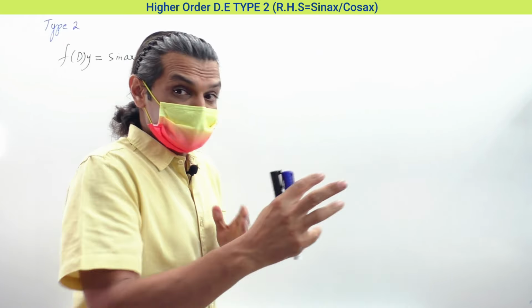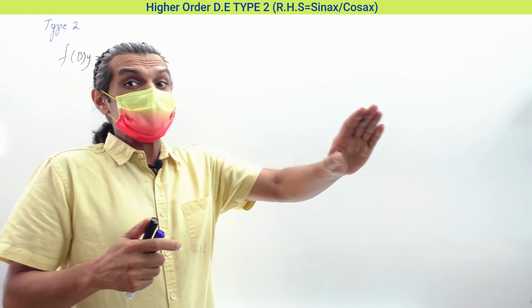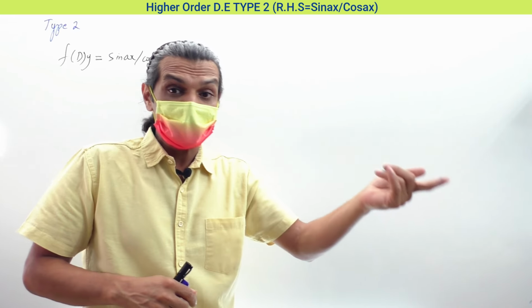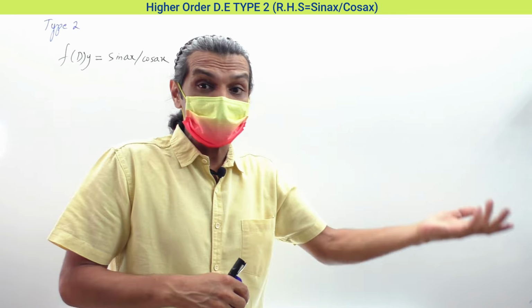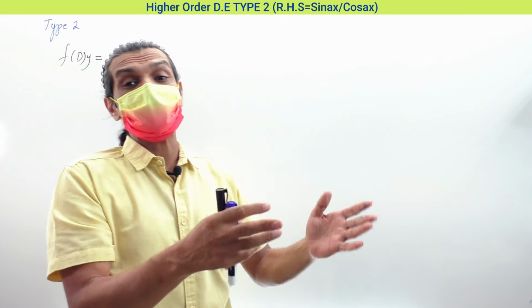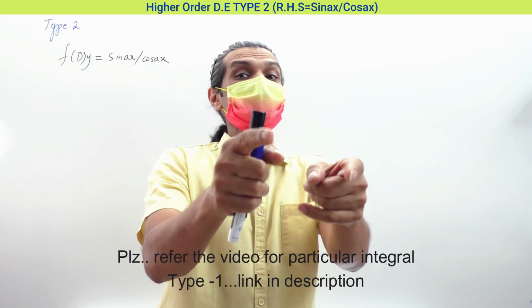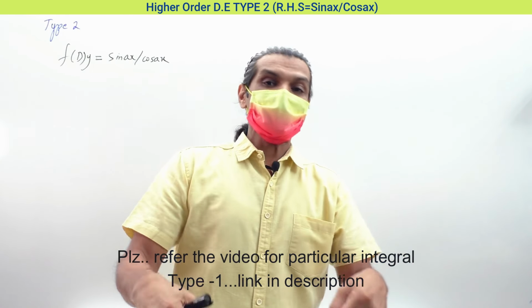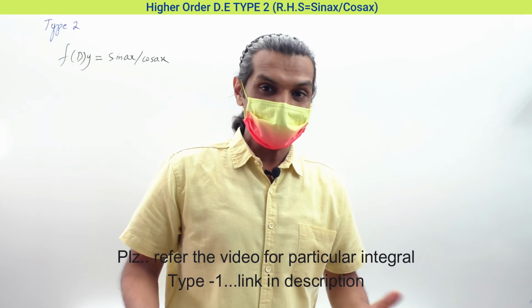See, in type 1, the right side was exponential form, or sine hyperbolic form, or cos hyperbolic form, or a raised to x form, or constant. If you haven't referred to that video, which is also very important in solving differential equations, please find a link in the description below and refer to that.